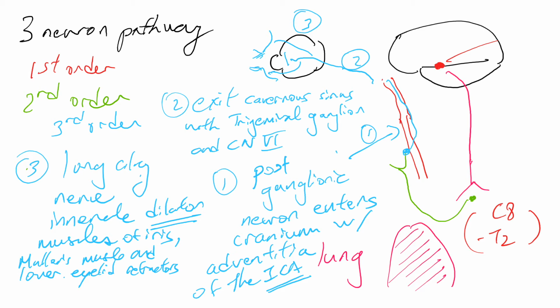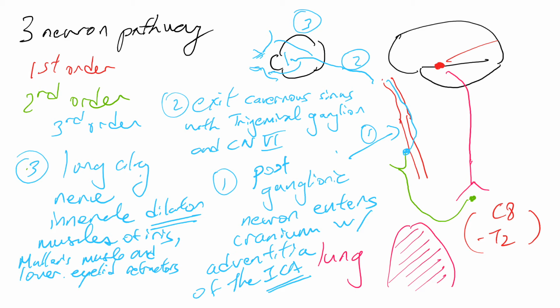Now, the third order neuron, or the postganglionic neuron, is the most complicated. So let's go through it slowly. First, the postganglionic neuron, starting from where we just left off, enters the cranium with the adventitia of the internal carotid artery. Again, really important anatomical landmark because some pathology can affect this particular pathway here. It exits the cavernous sinus with the trigeminal ganglion and the sixth cranial nerve.